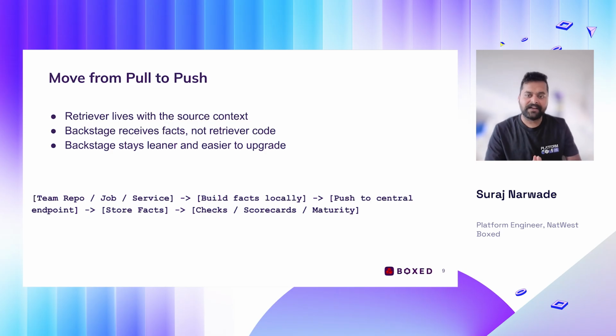Now, the architecture shift is simple to describe. Move from pull to push. Instead of hosting retriever logic inside the Backstage, let teams or platform-owned jobs build facts in their own environment, in their own namespace alongside their source code, right? Which makes sense to them, right? That then push those facts to a centralized endpoint. Backstage will still own the maturity model, the checks, the scorecard and the visualization, everything. But it no longer needs to own every piece of collection logic.